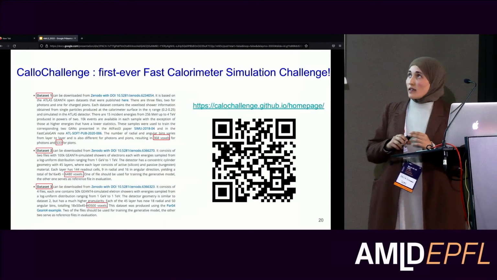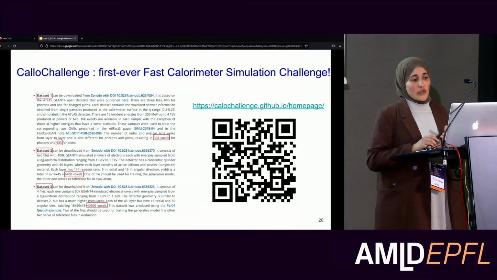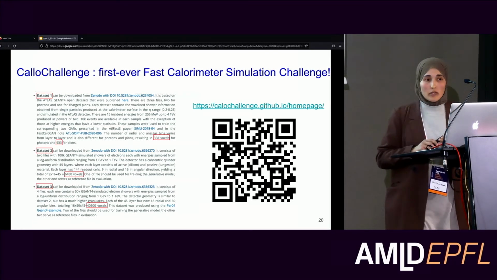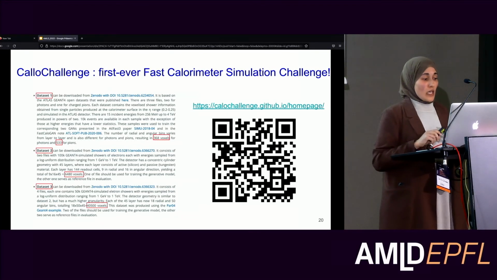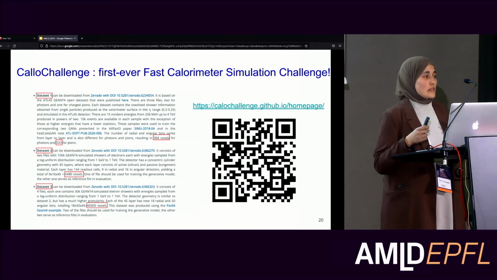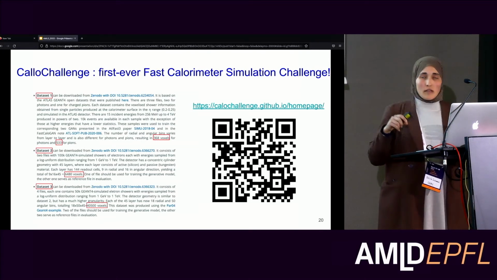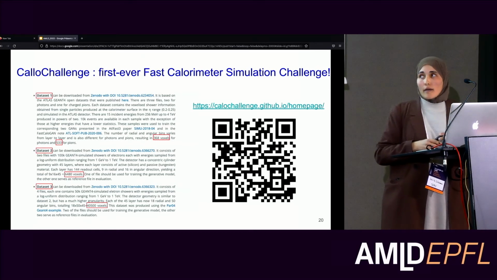So I'll leave you with the Calo challenge. So this is the first ever Calorimeter simulation challenge, where we recently made it public, and it has 3 different levels of difficulties, or 3 data sets. So we have easy, medium, and then hard.